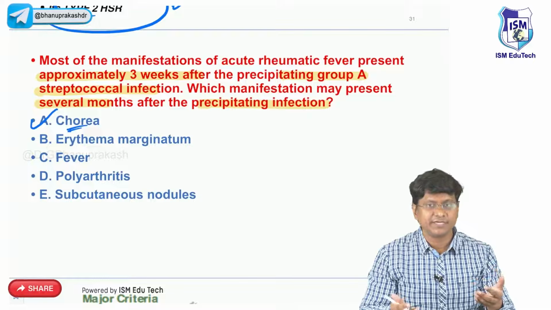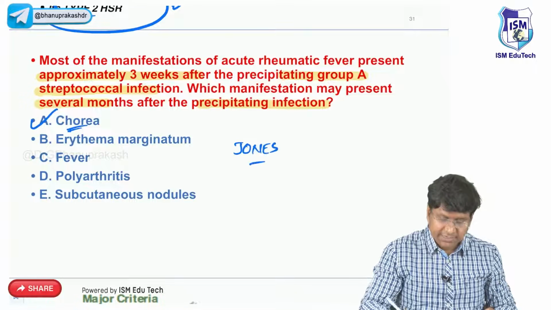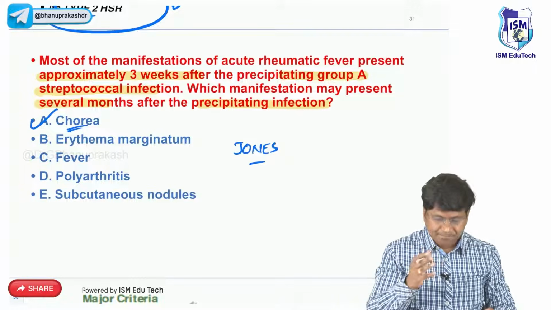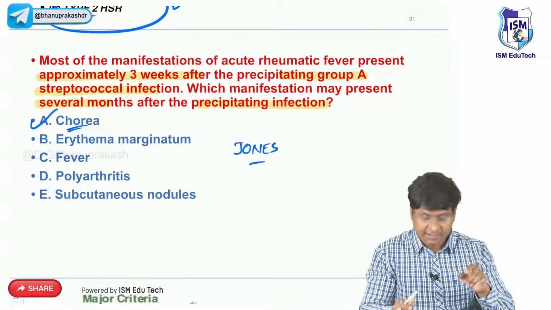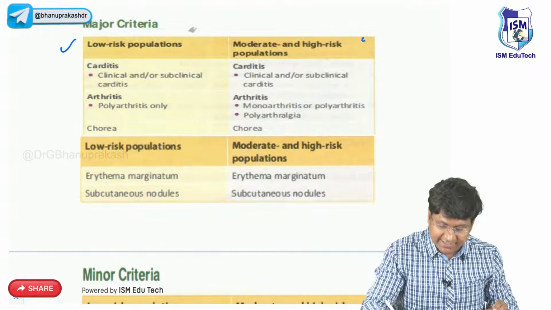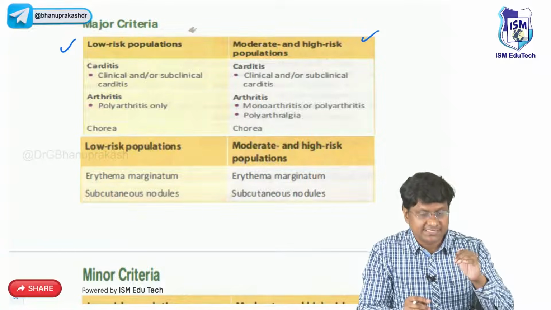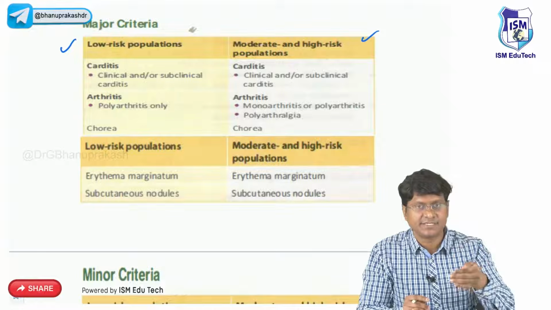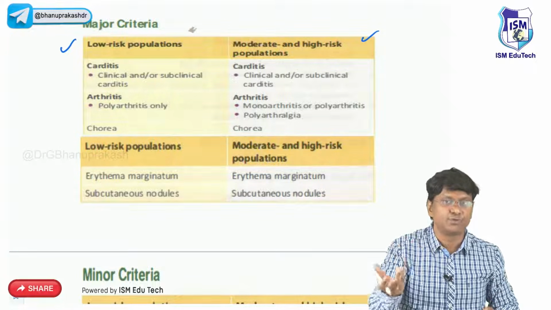Now, what is the name of the criteria? The name of the criteria is the Jones criteria, right? In 2015, the Jones criteria were modified into major and minor criteria, but they have divided that into the low risk population as well as the high risk population. In the low risk population, the chance of development of rheumatic fever is less. And as the word tells you, in the high risk population, the chance of rheumatic fever is more.